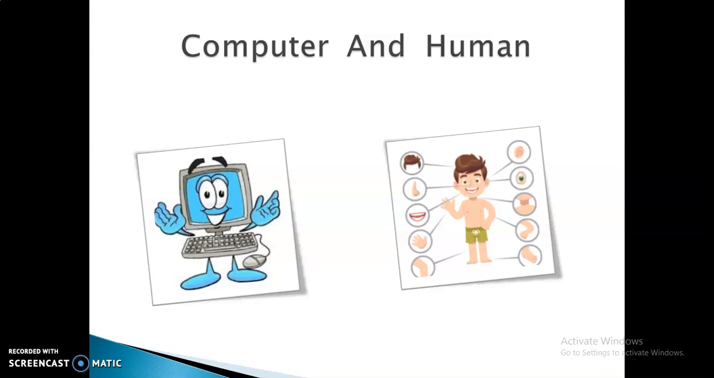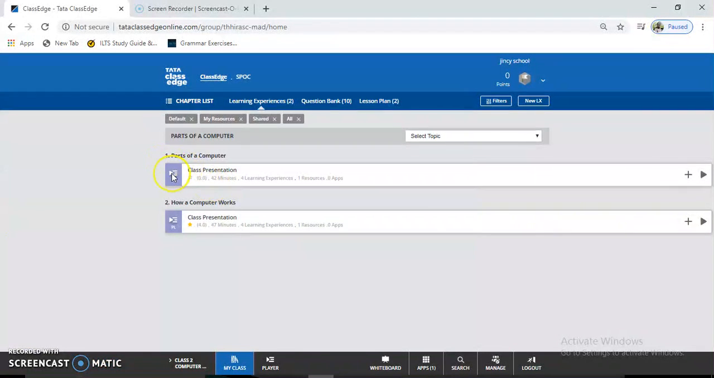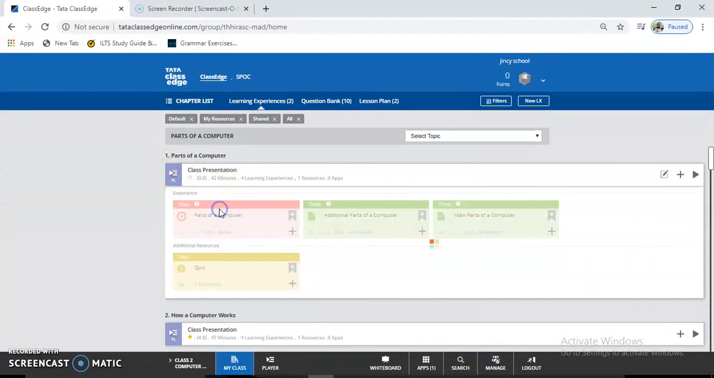Before going to learn about the parts of the computer, let us watch a small video about the parts of the computer.